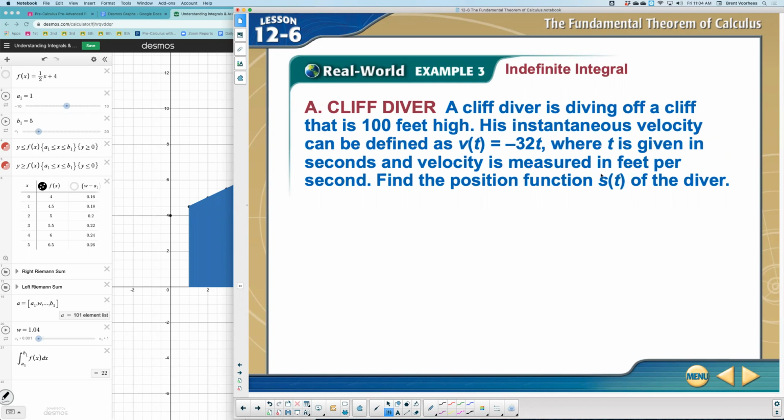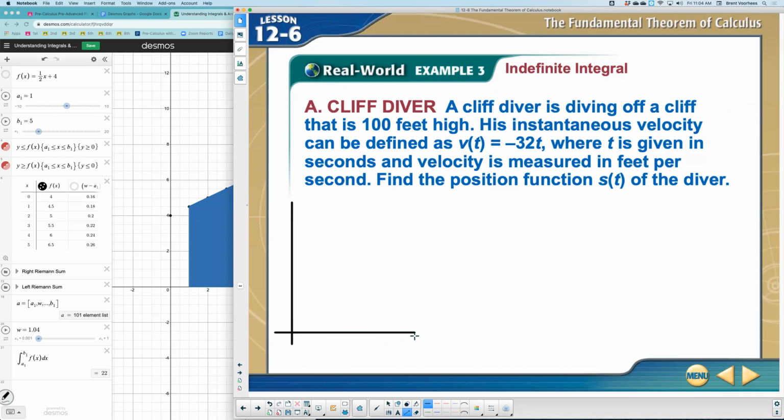Now here they use the letter s of t. This is going to be the antiderivative. Now I know this, and I will show you visually how I know this in just a moment. But here's what we know, graphically speaking: a person is going to jump off a cliff into water. Or not, so that's important to throw in there. They're 100 feet high.